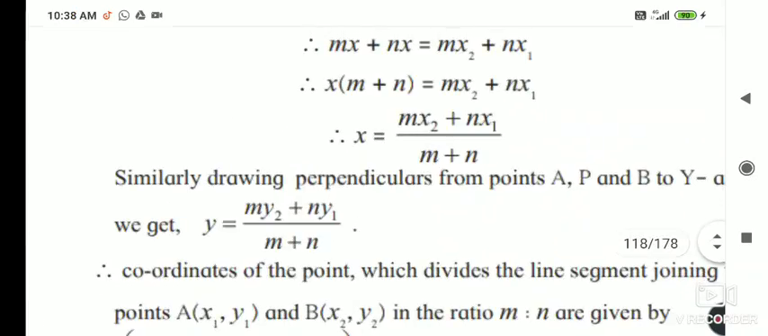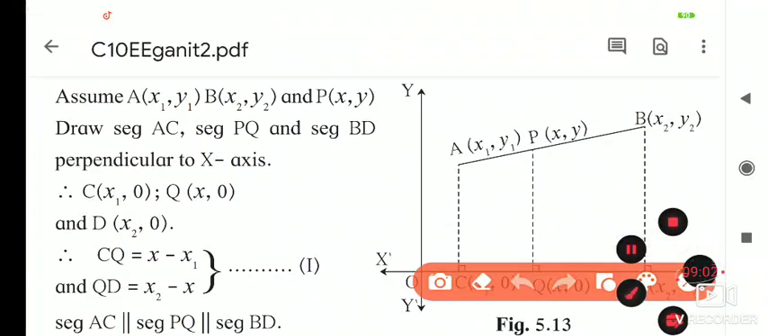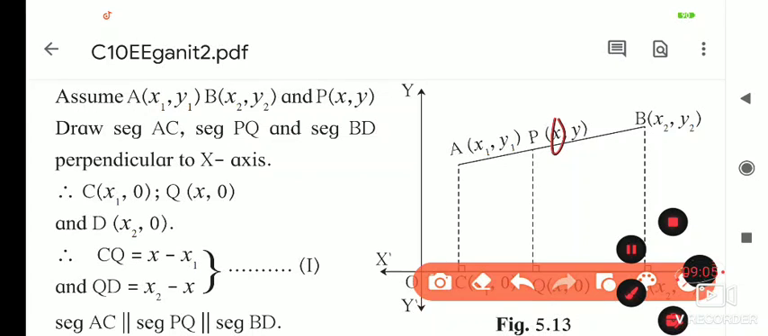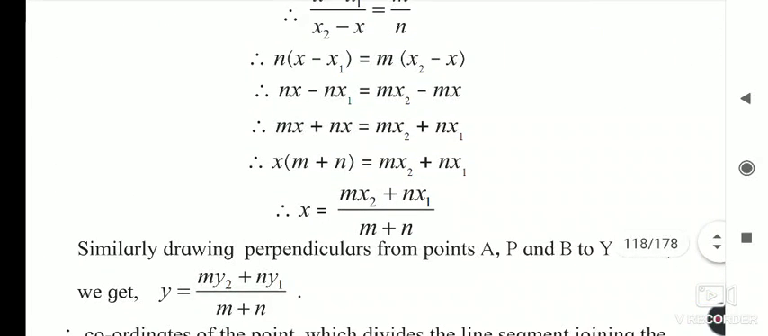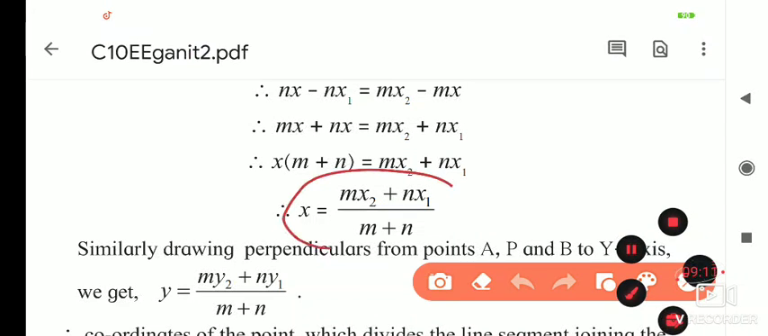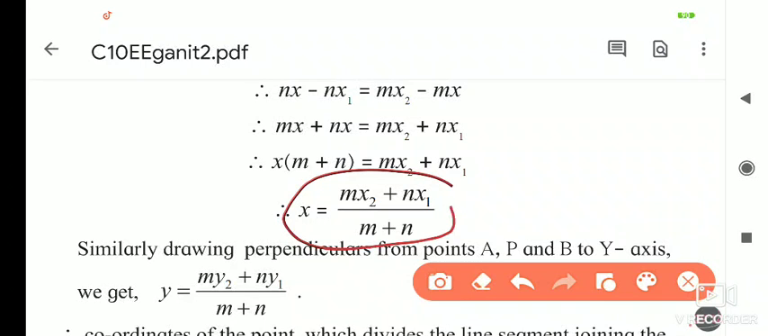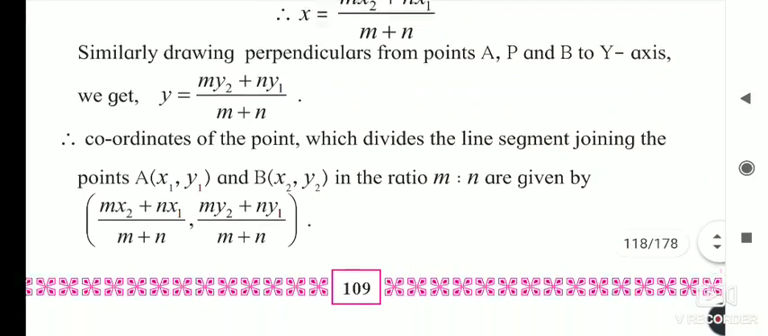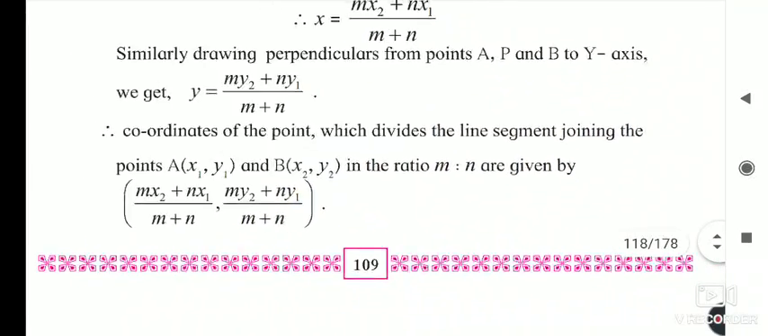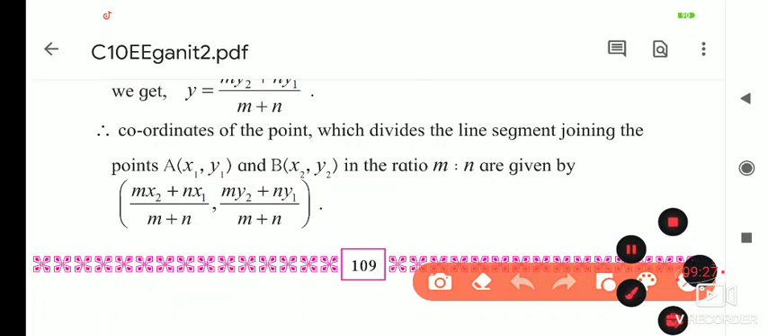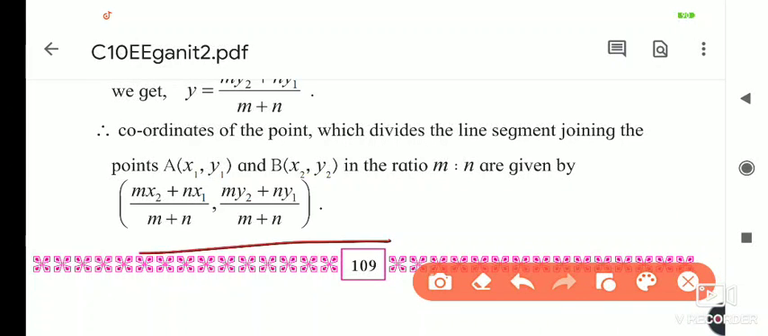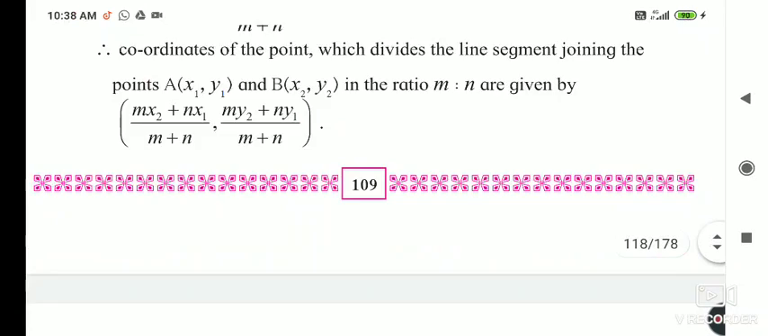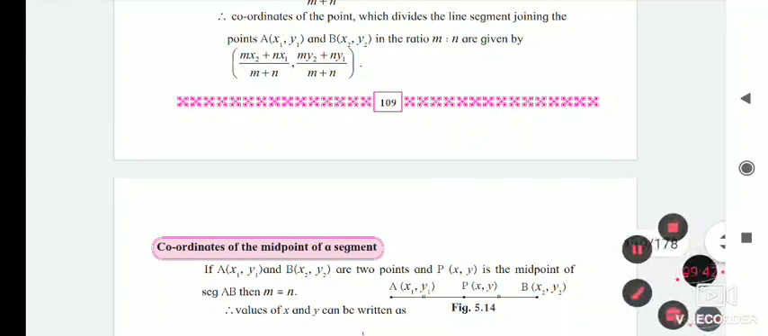And if you want to find the y coordinate, for the x coordinate you have to use mx2 plus nx1 upon m plus n, and for y you have to use my2 plus ny1 upon m plus n. And for a point whose x and y coordinates are there, located on segment AB, which divides the segment in the ratio m is to n, you have to use this mx2 plus nx1 upon m plus n, my2 plus ny1 upon m plus n. So this is the formula that we have to use.